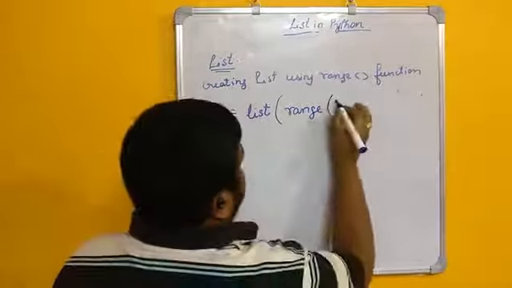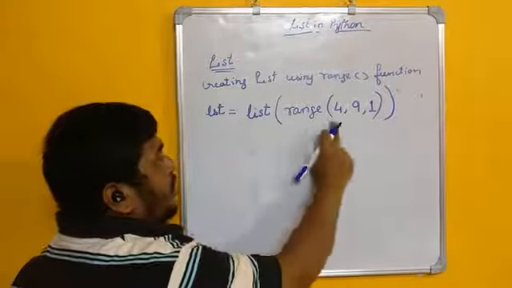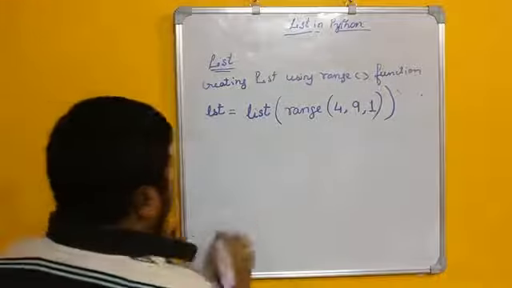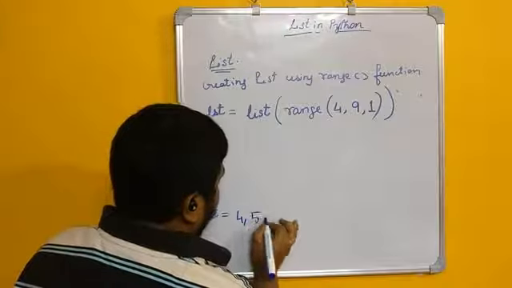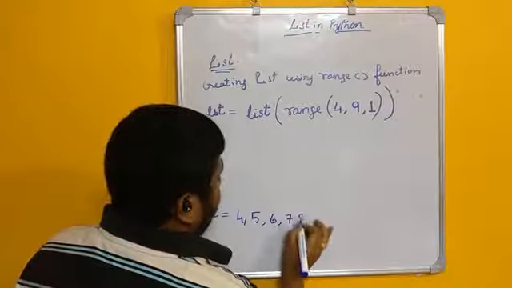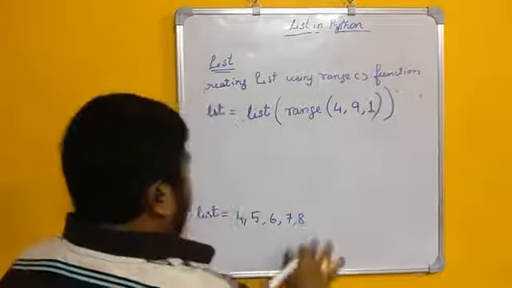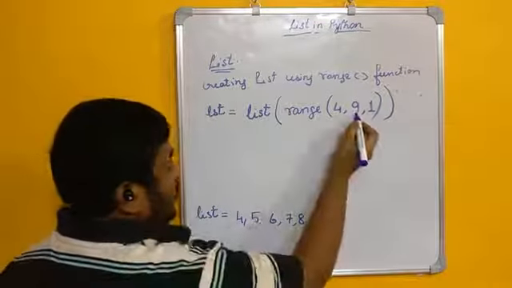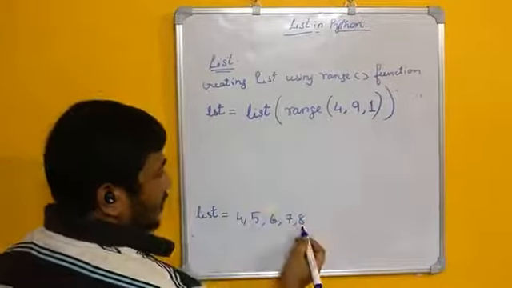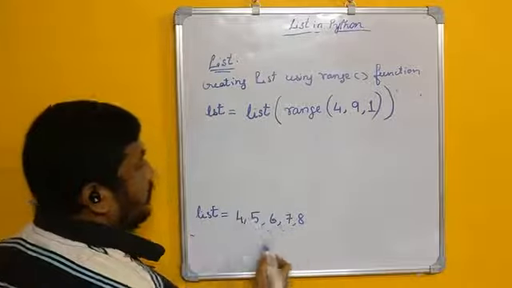See what happens here. First the list is created with the list function. So what is the range? Now our list will be created. What is our list now? 4, 5, 6, 7, 8. Not 9, only 8, because our starting position is 4 and stop is 9. So one prior to 9, that is 8. Till 8 we will print, and our step size is 1. So I have taken 4, 5, 6, 7, 8.